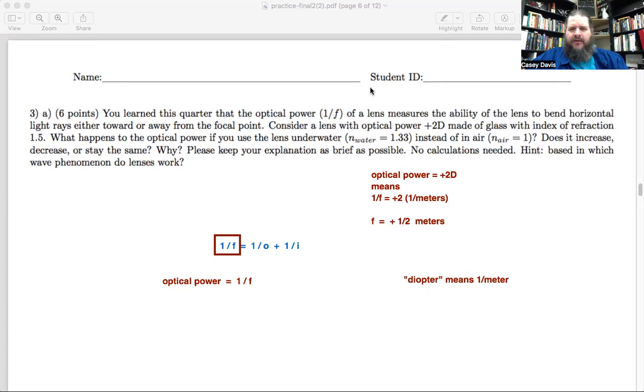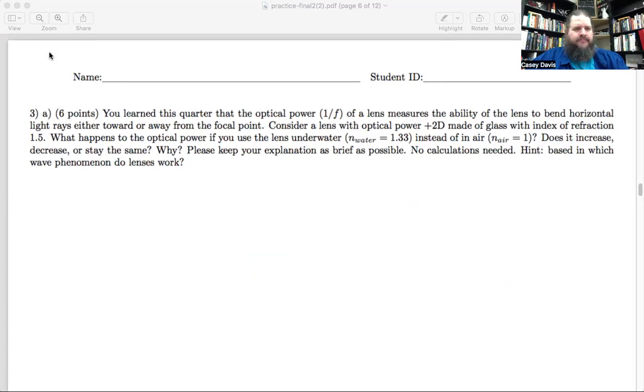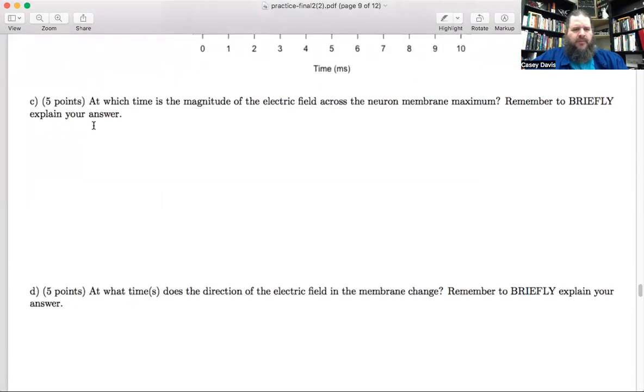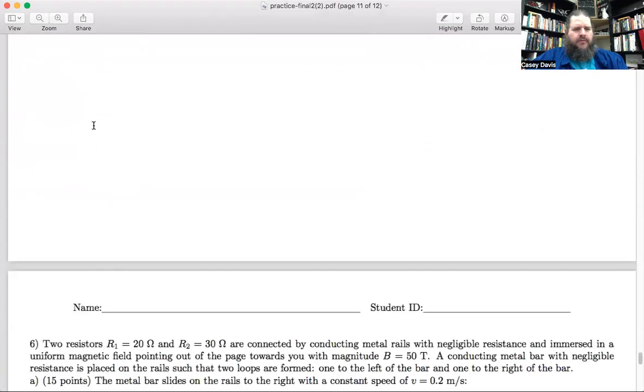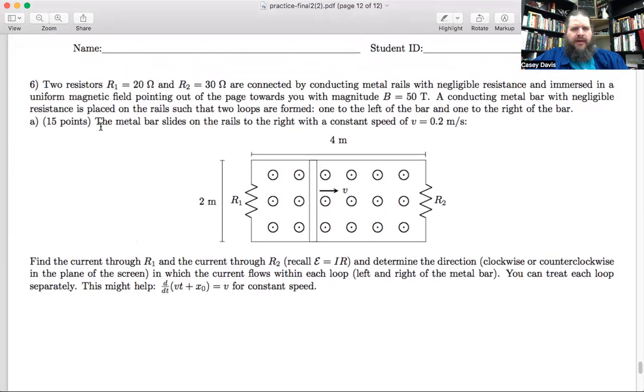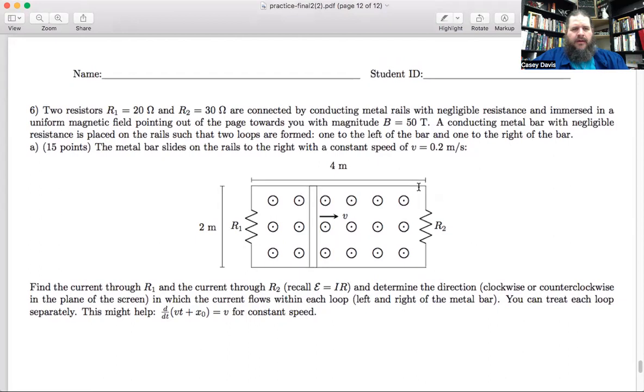So yeah, let's take a look at number 6, you said? Yes, number 6. Okay, so here we've got a couple of resistors, and then we've got this metal bar that's moving through a magnetic field. And why would that create current in the first place?